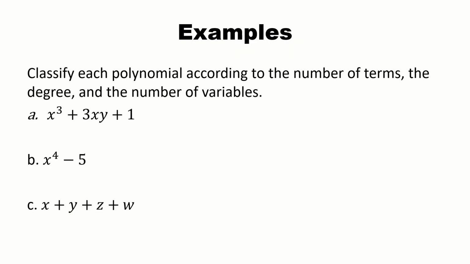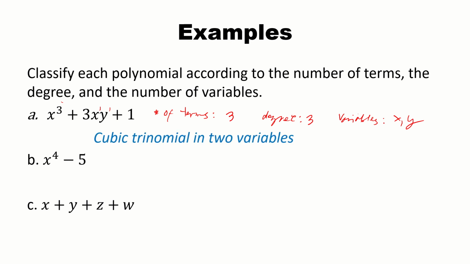So we will try to classify each of the polynomials according to the number of terms, the degree, and the number of variables. So we have here x cubed plus 3xy plus 1. When we deal with the number of terms, how many terms do we have? There are 3. What's our degree? This is 3, this is 2, and this, because that's 1 plus 1, degree of 0. Highest is 3. How many variables do we have? We have x and y, so there are 2. So we call this polynomial cubic, because the degree is 3, trinomial because there are 3 terms, then there are 2 variables. So cubic trinomial in 2 variables.